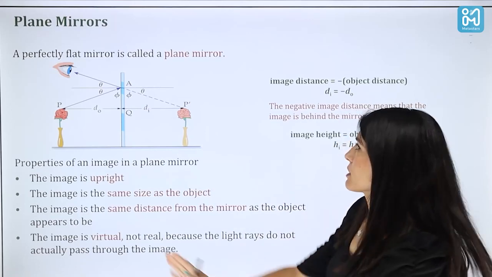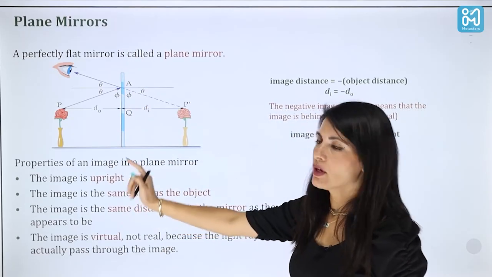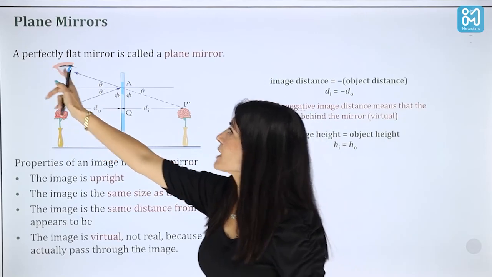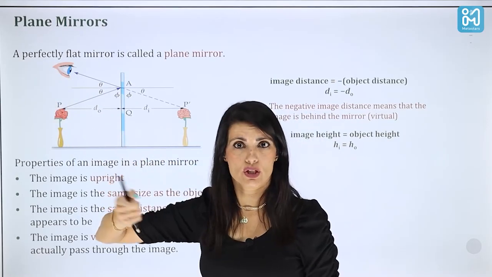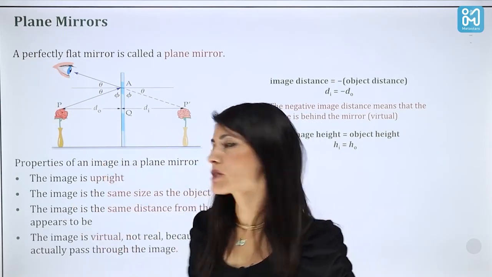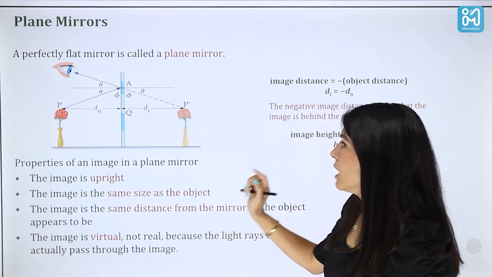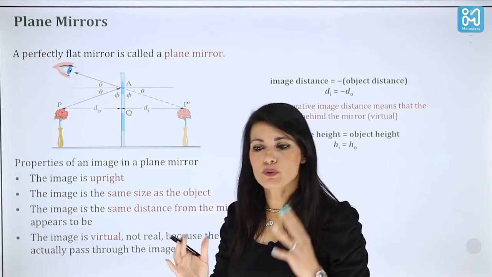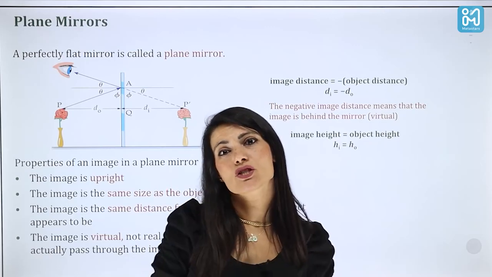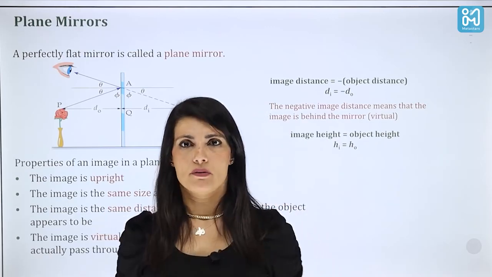Now, you need to know something. This is the mirror. We need to have light reflected back to our eyes in order to see objects or see the image inside the mirror. Now, what can you say about the image or your image in the mirror?